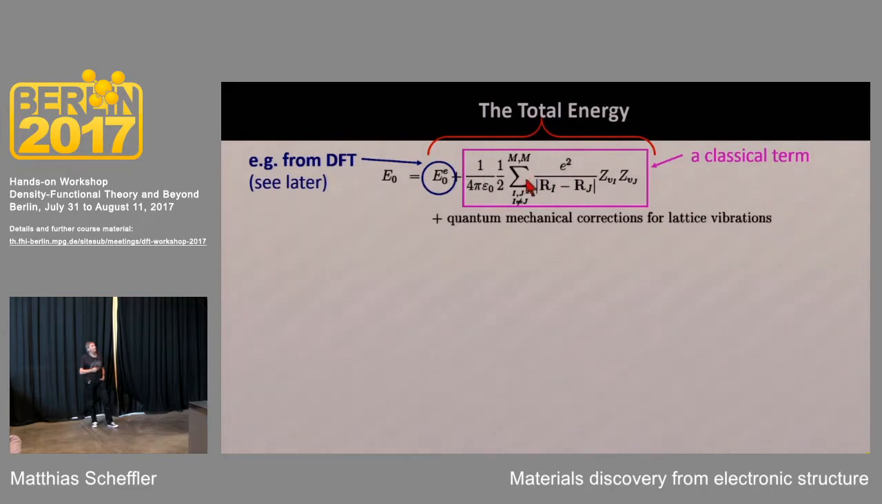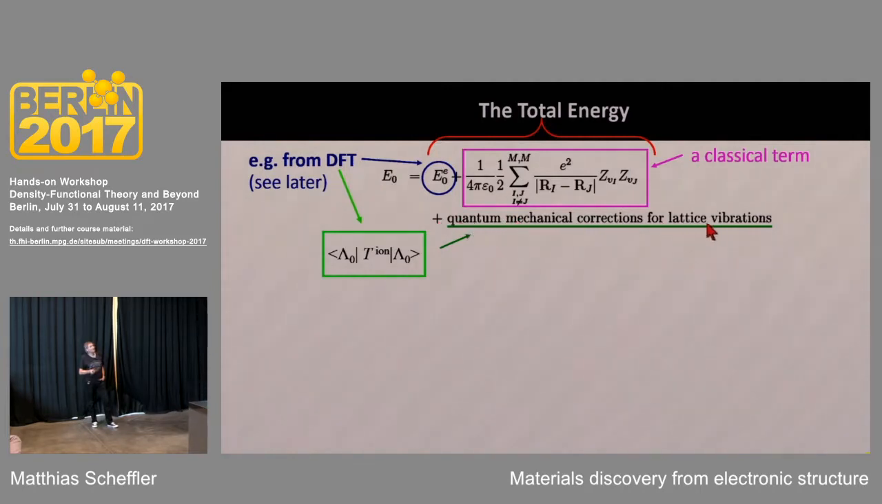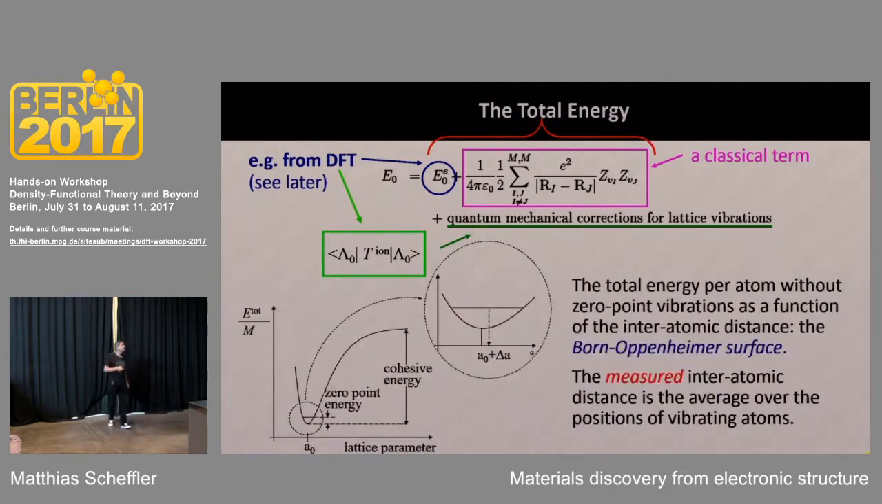Very often this is called the total energy, although in principle actually there is another term, namely the quantum mechanical correction of lattice vibrations, which is the expectation value in this lambda 0 state which you have seen before of the ionic kinetic energy. This means that nuclei are never really just fixed, they always vibrate, even at t equals 0. And I plot this here in the following way.